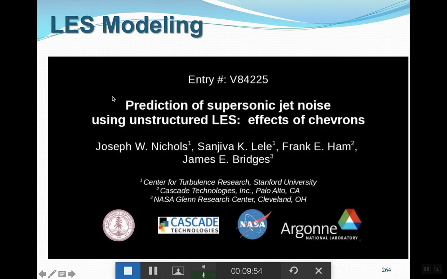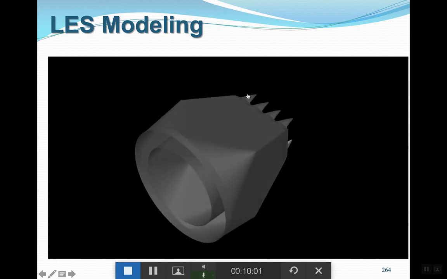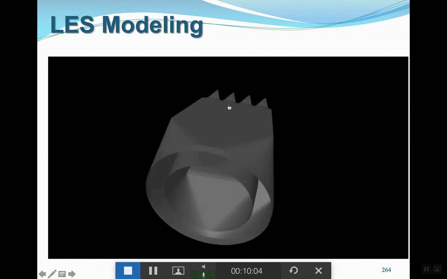So now what I'm going to do is show you something. What we discussed up to this point were RANS models, and of course the subcategories of RANS models. But now I just want to show you LES modeling. Remember, in LES modeling, you resolve the large and medium sized eddies and you model the small scale eddies.